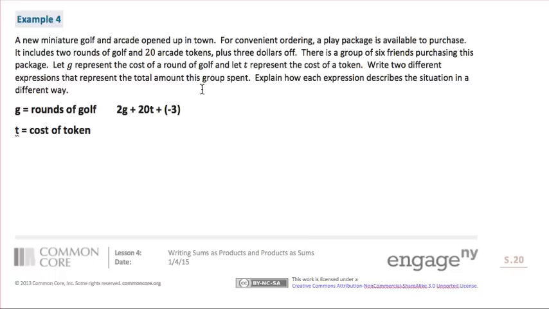We're going to write 2 different expressions. We just wrote one. Now, in order for us to write a second one, we could factor out a 2 for these first two terms. So let's go ahead and do that. 2 times g plus 2 times 10 is 20t. And then add the minus 3. Now that's for each person.